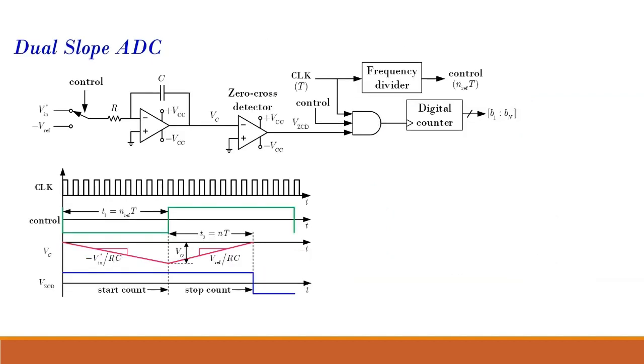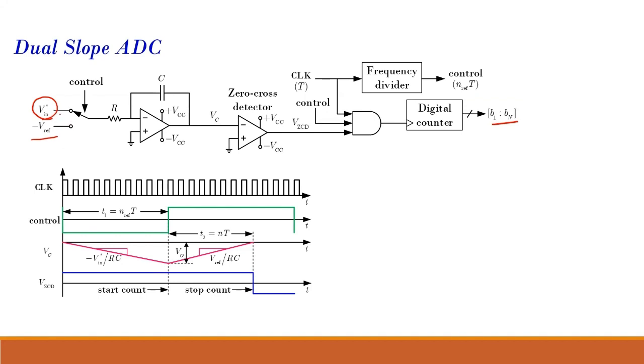So now we will consider one type of ADC. This is known as the dual slope ADC. So in this ADC, what happens is, this is my input signal, which I want to convert to a digital value. And this is some minus Vref. It is some fixed bias voltage, etc.